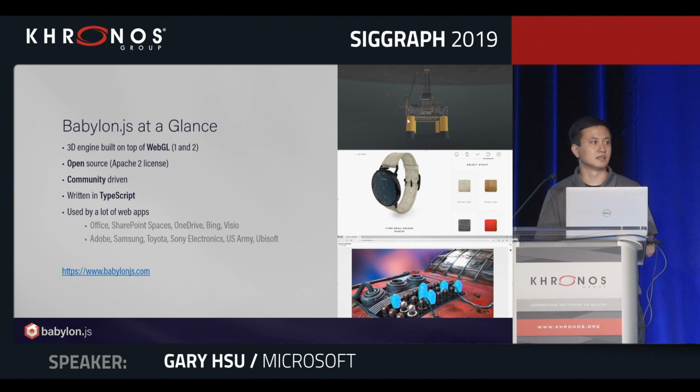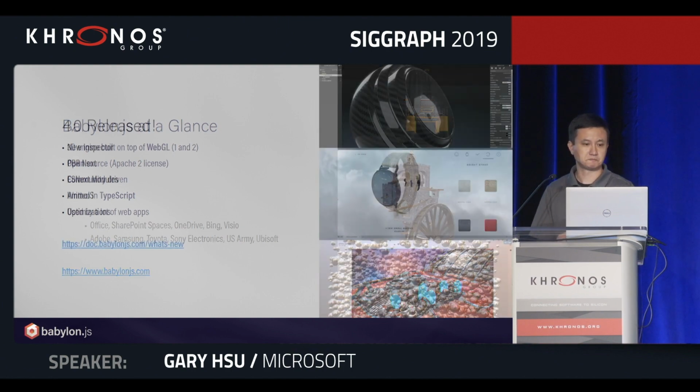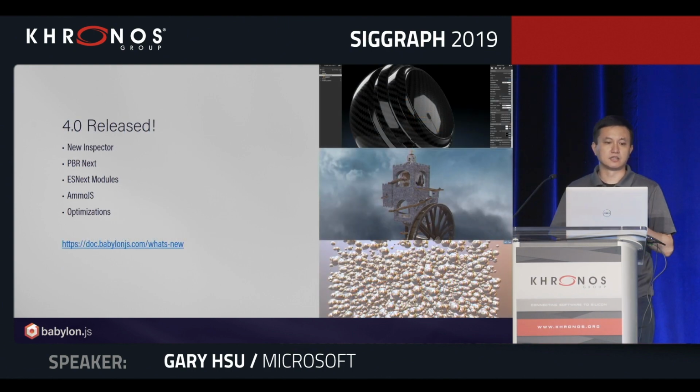Our philosophy is that developers should write the minimum amount of code for every single feature. We strive for very high performance and maintain backwards compatibility. We have a growing community and a lot of apps that are already using Babylon.js. We released 4.0 a little earlier this year.